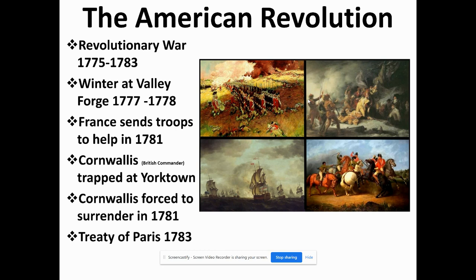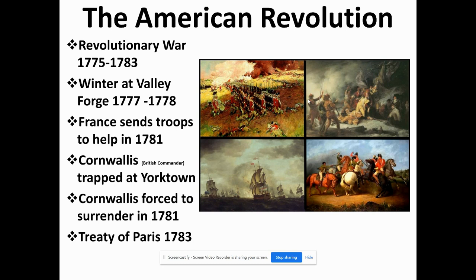One of the low points, I should say, of the American Revolution was the winter at Valley Forge. George Washington wintered his troops here at Valley Forge in 1777, leading into 1778. It's one of the harshest winters that Valley Forge had ever seen. Many of the American troops died. We were having a hard time supporting the military.